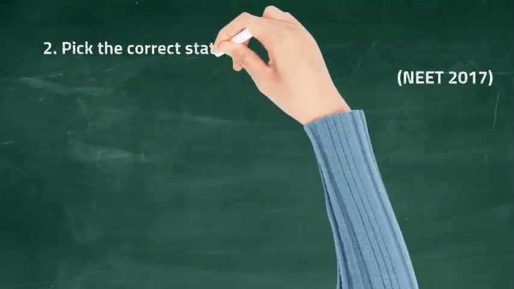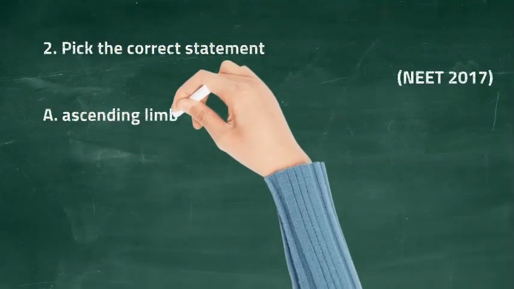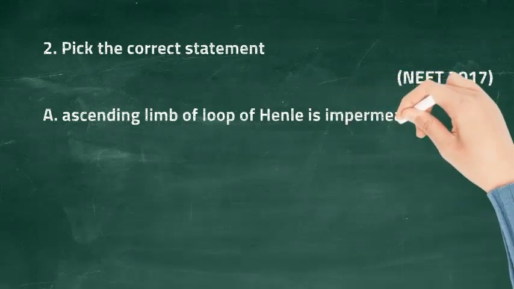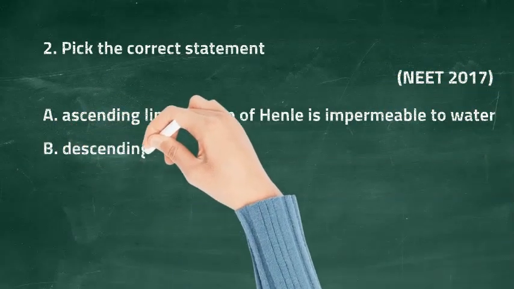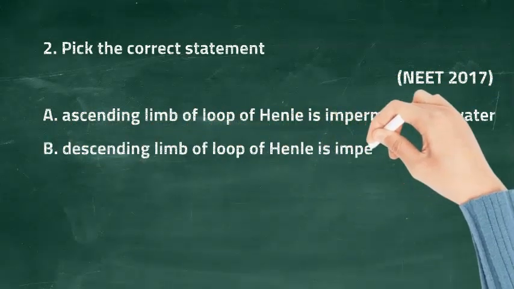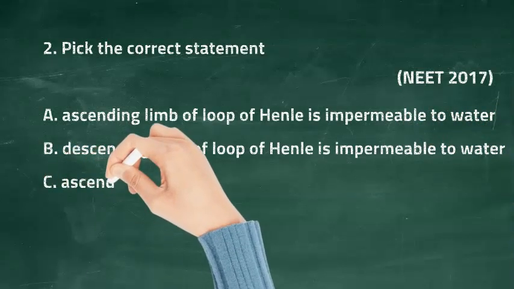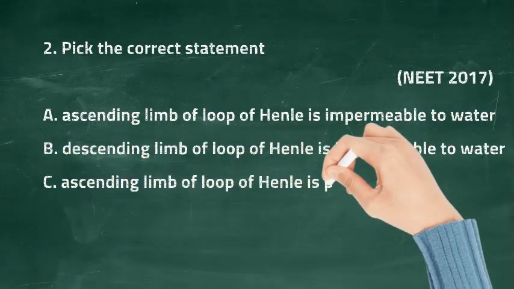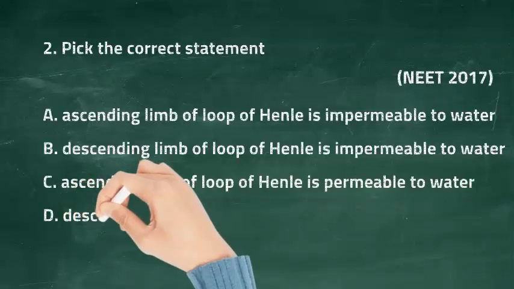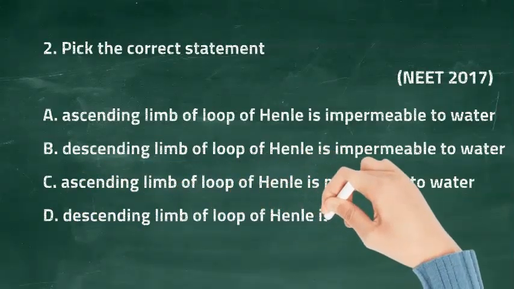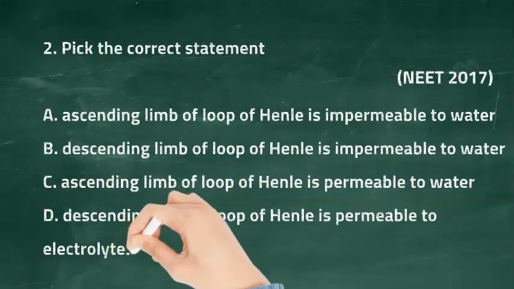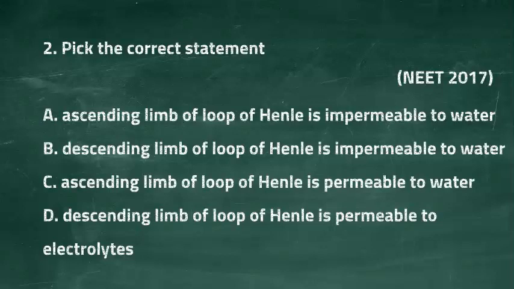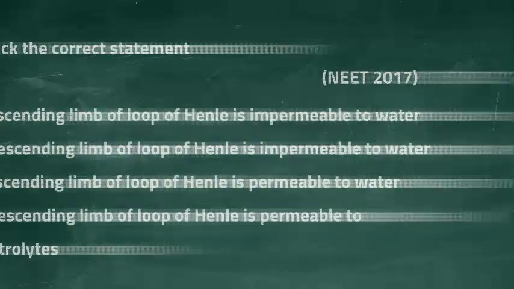Question second, pick the correct statement. Option A is ascending limb of loop of Henle is impermeable to water. Option B is descending limb of loop of Henle is impermeable to water. And option C is ascending limb of loop of Henle is permeable to water. And option D is descending limb of loop of Henle is permeable to electrolytes. The right answer is option A, ascending limb of loop of Henle is impermeable to water.